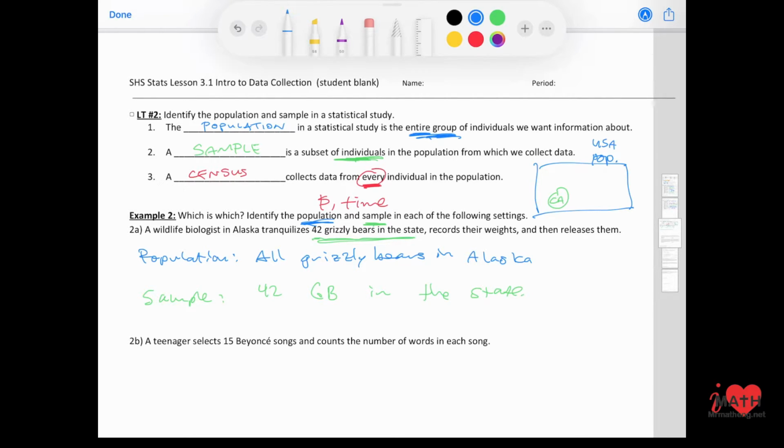Okay, a teenager selects 15 Beyonce songs and counts the number of words in each song. So our population, another good word for population is all, right? So if you take all the songs recorded by Beyonce, and then the sample is you're just taking those 15 songs and then you count each word in those. So that's important for us to figure out the population and sample. So the sample is the 15 Beyonce songs.